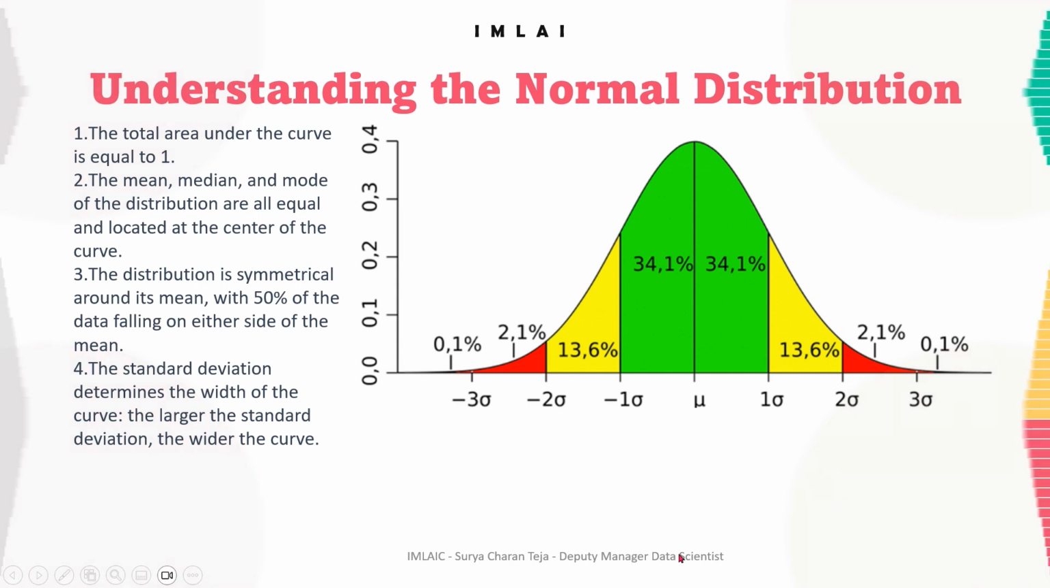So mean and standard deviation make it easy to describe and compare different data sets. Additionally, many real world phenomena naturally follow a normal distribution or can be approximated by one, making it a useful tool for modeling and analysis. So that's the historical presence of the normal distribution curve.